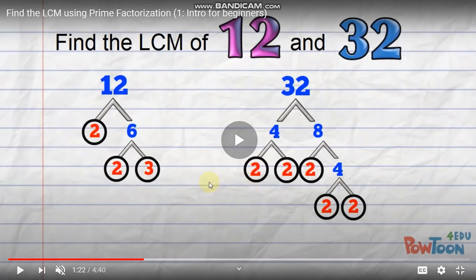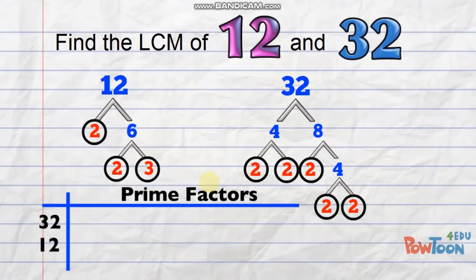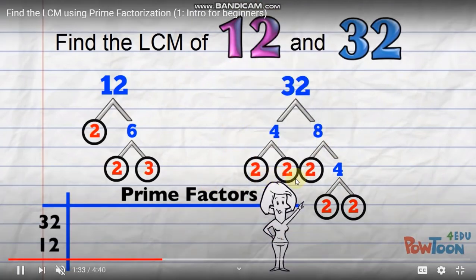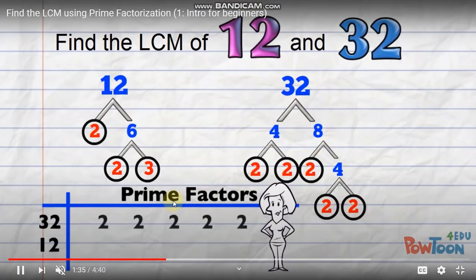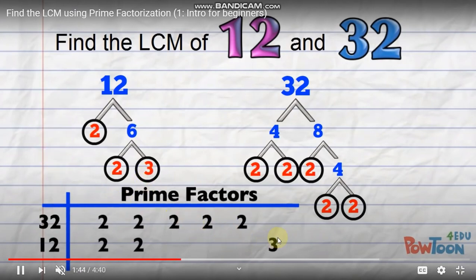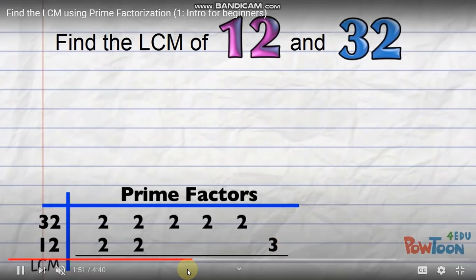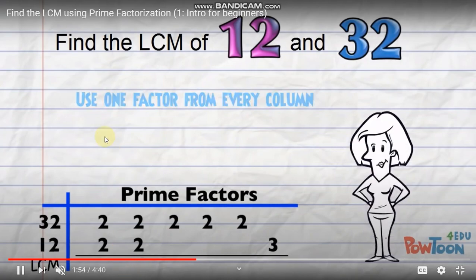Next, the step is to make a column for 12 and 32. Write down the numbers. The prime factors of 32 are 2, 2, 2, 2 and 2. Write them here like this, arranged in a column. Next, 2, 2 and 3. 3 is written in the last position because it's a separate prime number. So you make it common in the final method.